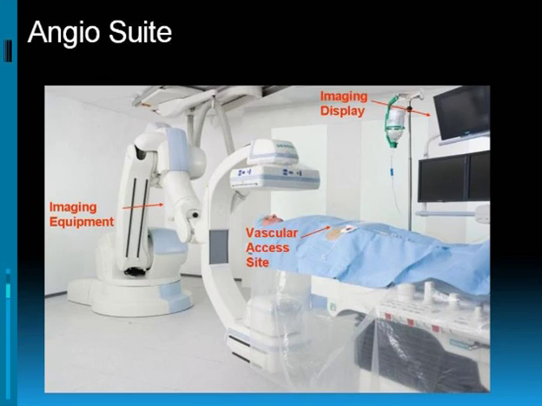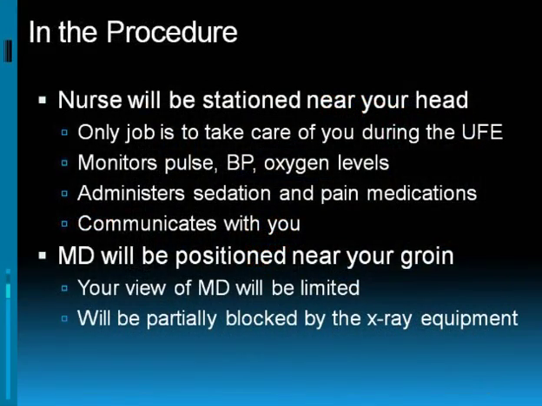You will be on a table that will swing into the imaging equipment. And you can see in this patient, or in this case, the patient already has a sterile sheet on, and there's a sign pointing to where the access site is in the groin. And then the imaging displays in the upper right-hand corner are what we use to watch where we're guiding our catheters throughout the procedure.